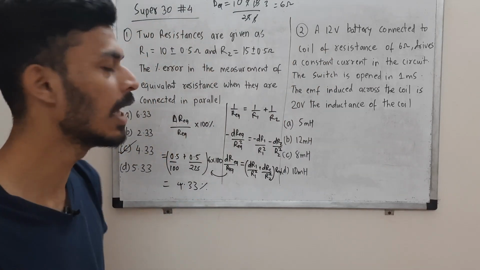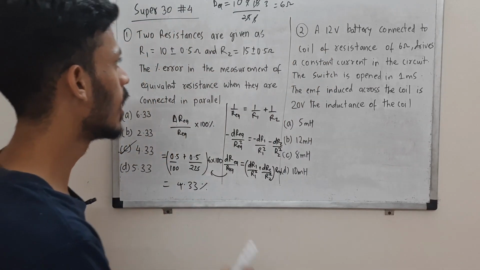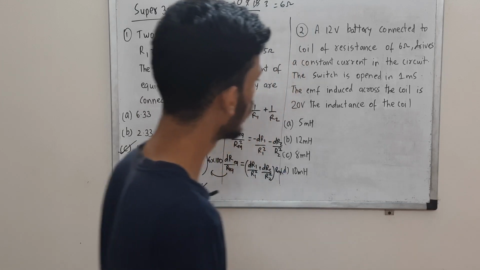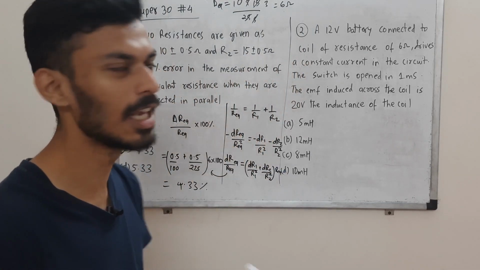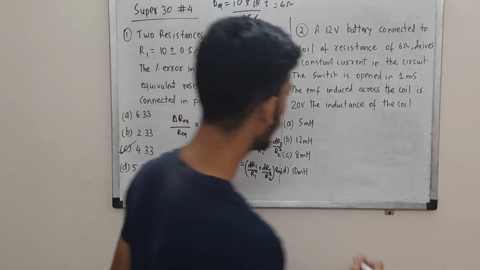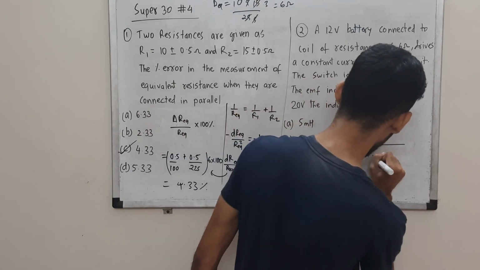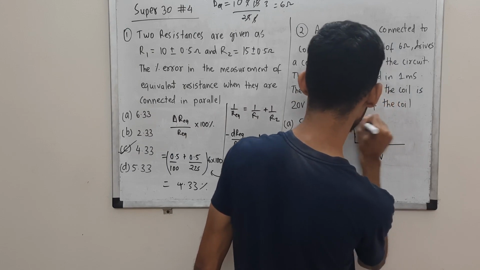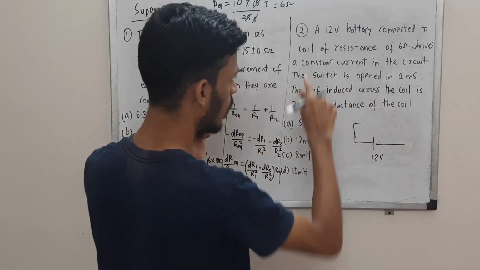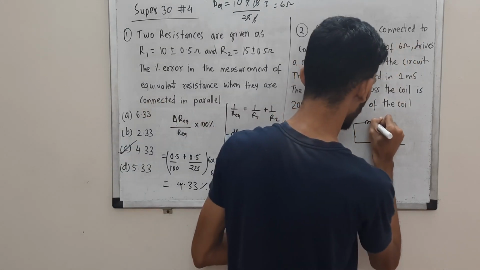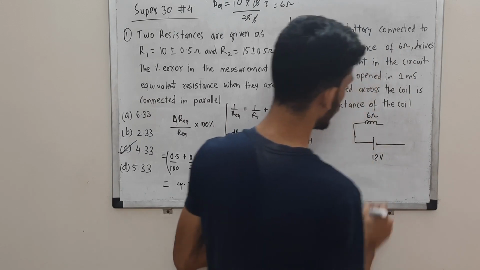So a question based on error analysis. Okay, so let's come to this question now. This is based on, I think, the inductance of the coil, so EMI. Here we have a 12 volts battery. So the first thing is a neat diagram. Here 12 volts battery, then we have this attached to a coil. It's a coil of resistance 6 ohm. So 6 ohm resistance.